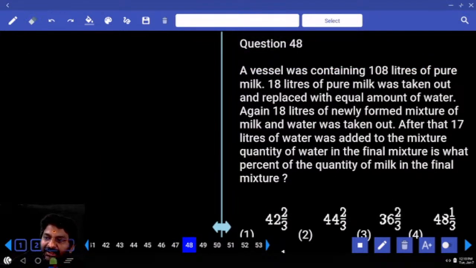A vessel was containing 108 liters of pure milk. 18 liters of milk is taken out and replaced with equal amount of water. Again 18 liters of newly formed mixture of milk and water taken out. After that 7 liters of water was added to the mixture. Quantity of water in the final mixture is what percentage of quantity of milk in the final mixture?